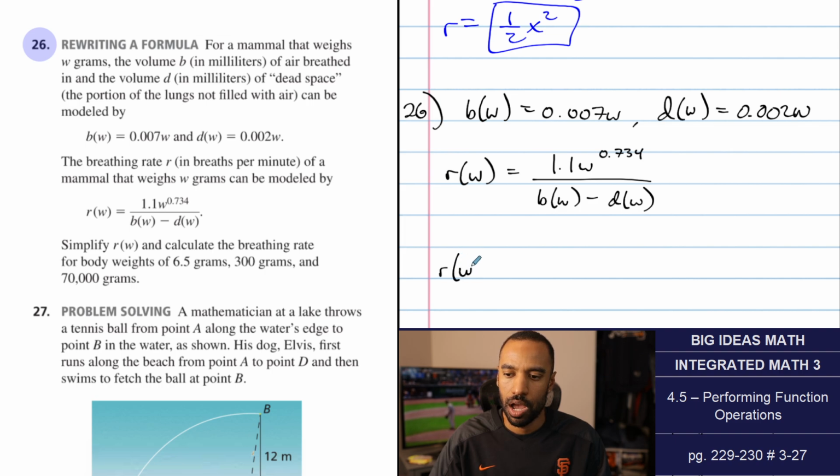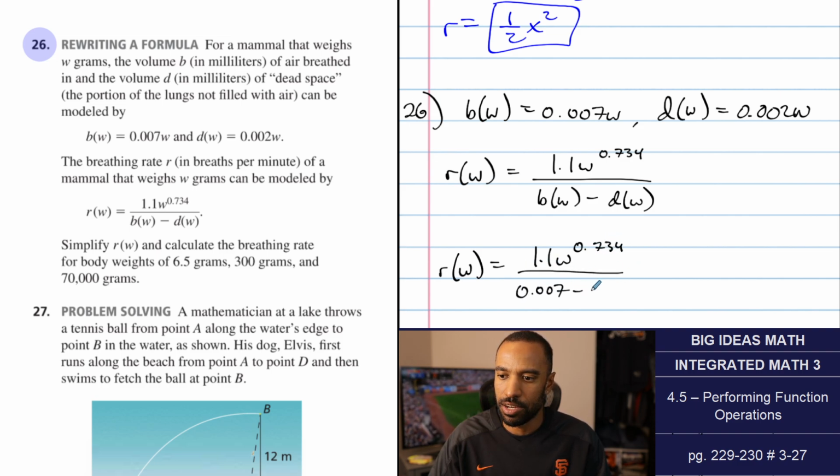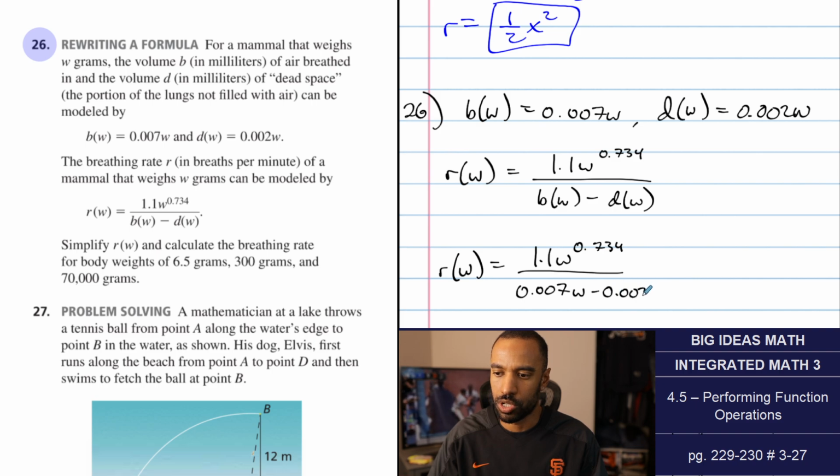Okay, simplify R of W and calculate the breathing rate for body weights of 6.5 grams, 300 grams, and 70,000 grams. So we're going to do R of W equals 1.1 W to the 0.734 divided by 0.007 W minus 0.002 W.